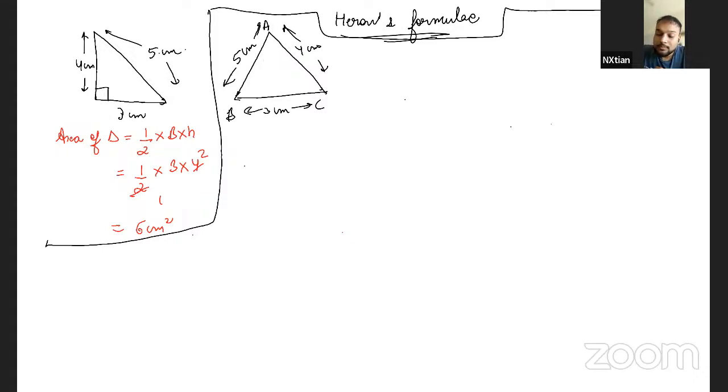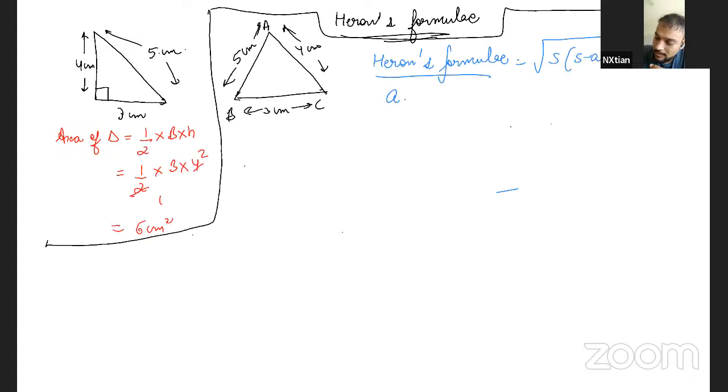So now, in this case, how will you find it out? We use Heron's formula. Heron's formula is basically the root of s into (s minus a), (s minus b), and (s minus c). What is the formula? Root of s into (s minus a), (s minus b), (s minus c).